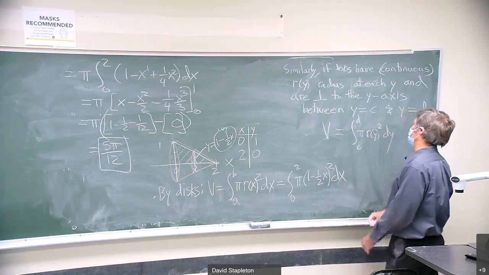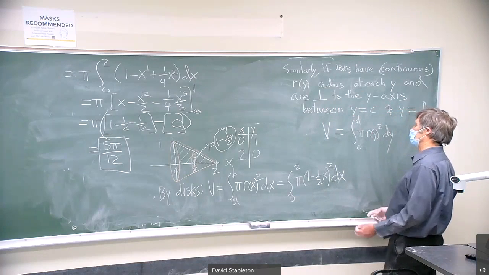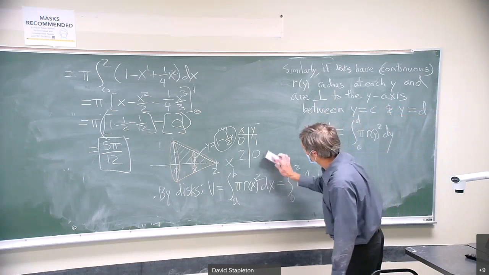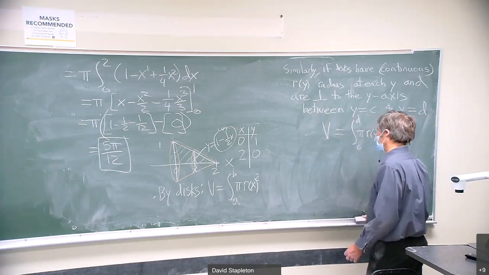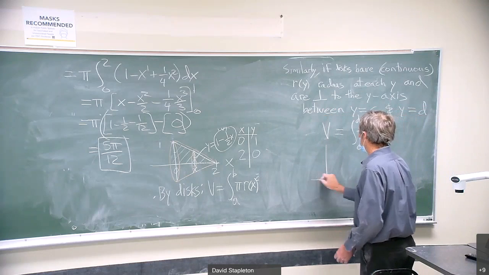It's the same thing. You just call the axis you're revolving around y instead of x, right? But the picture you might want to draw vertically, just for the sake of watching.